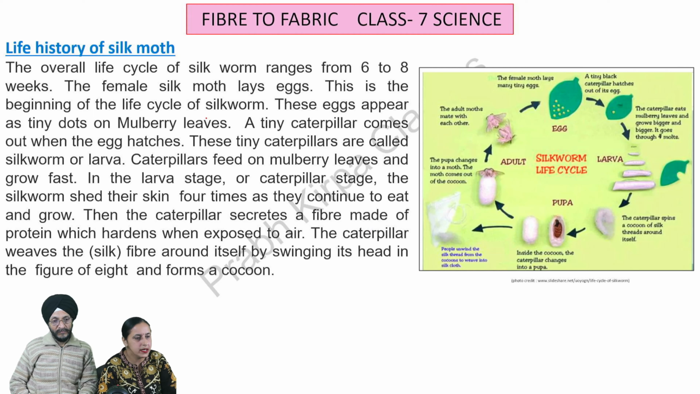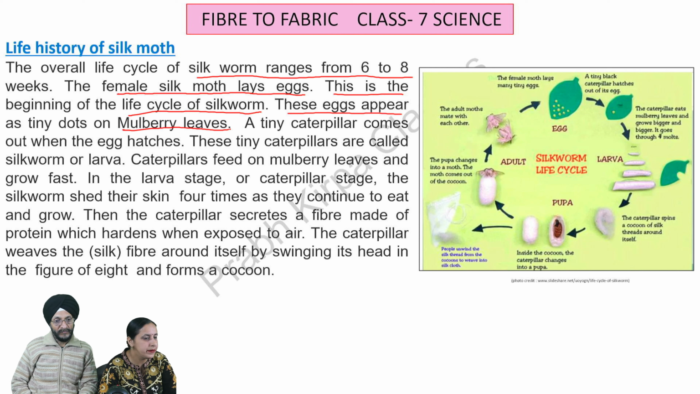Life history of silk moth. The overall life cycle of silkworm ranges from 6 to 8 weeks. The female silk moth lays eggs. This is the beginning of the life cycle of silkworm. These eggs appear as tiny dots on mulberry leaves.